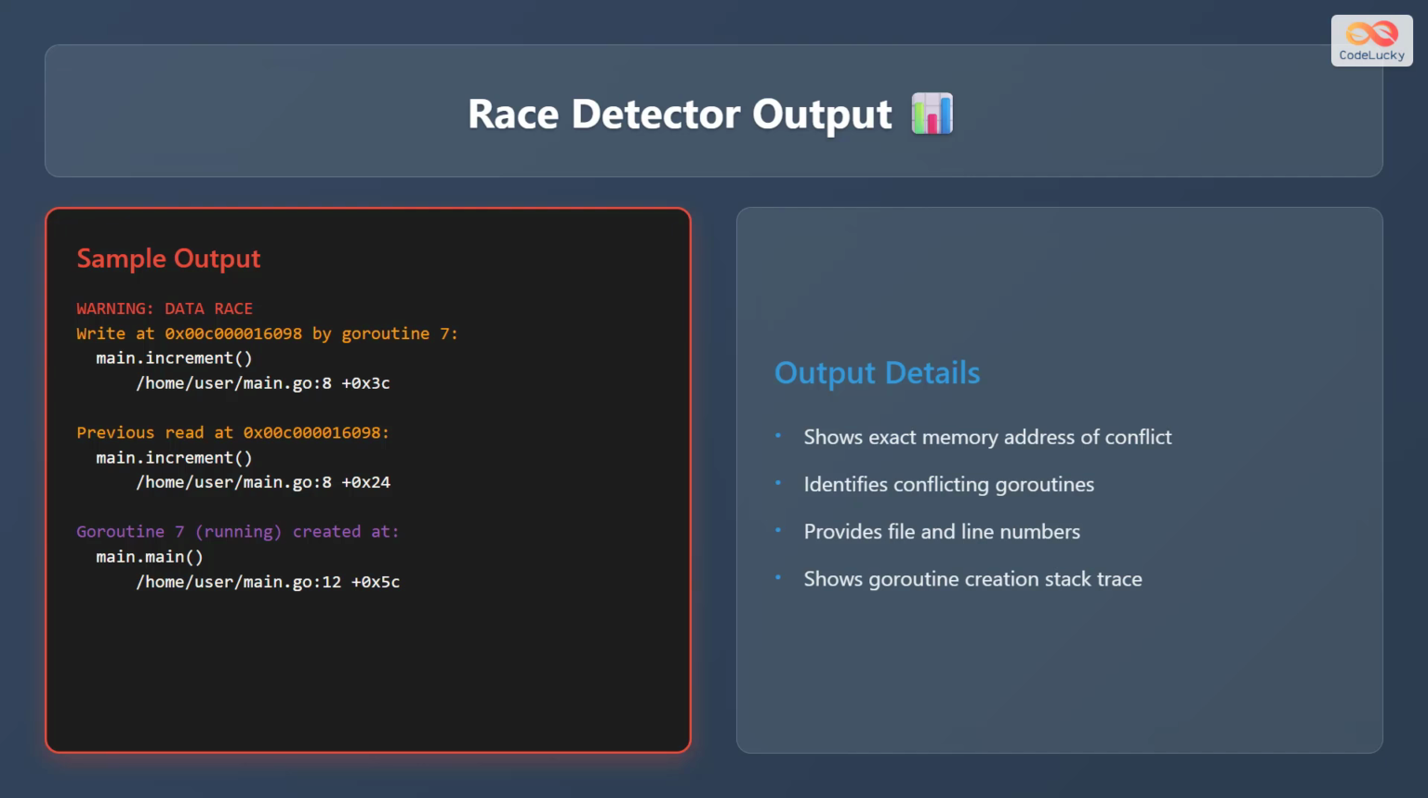Here is what the output from the race detector looks like. The race detector output shows the exact memory address where the conflict occurs. It identifies the conflicting Go routines involved in the race. It provides the file name and line number where the race is happening. It also shows the stack trace of where the Go routine was created, which is very helpful in debugging. The example output shows a warning that a data race was detected, the location of the write operation, the previous read operation, and the Go routine that triggered the race.